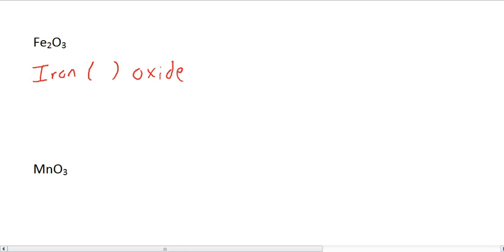Now it's just a matter of determining what the charge of iron is. Well, the shortcut, whenever neither subscript is a 1, you can just uncrisscross them. The 2 on iron was the negative 2 charge that came from oxygen. That means that the 3 on oxygen was the positive 3 charge that came from iron.